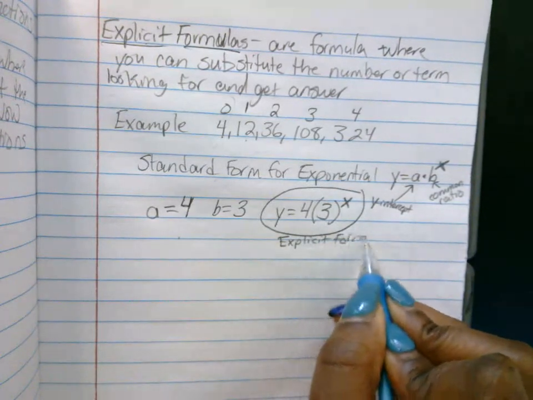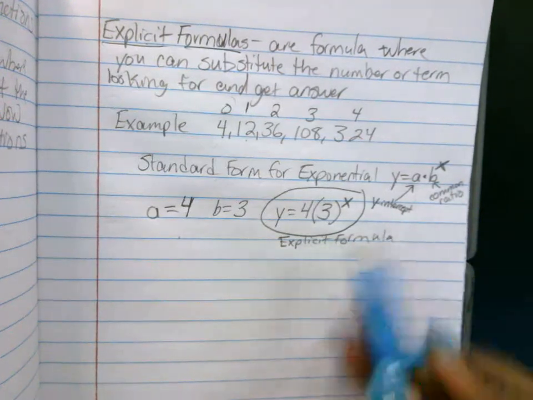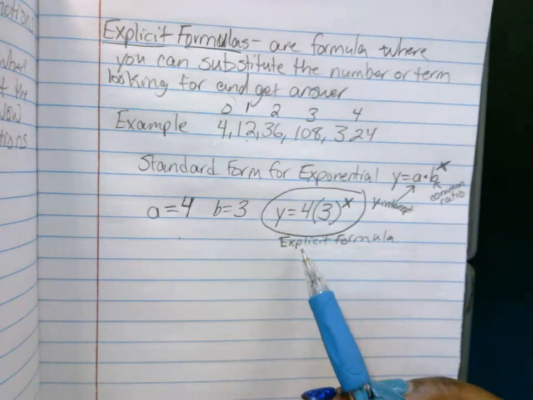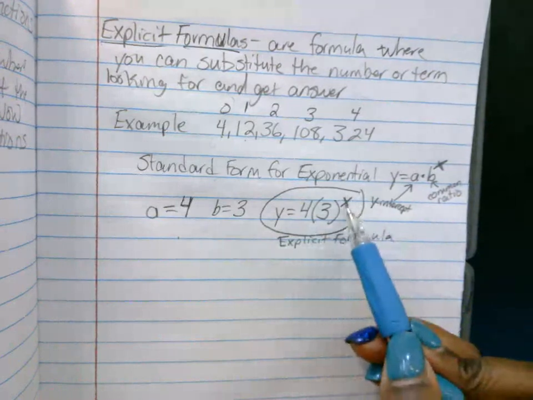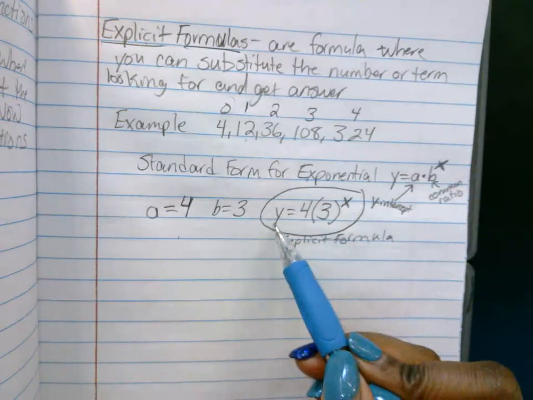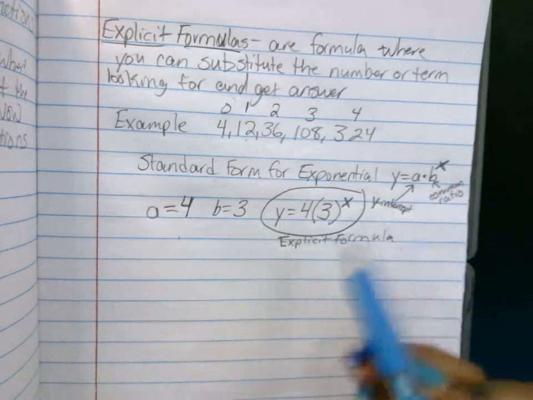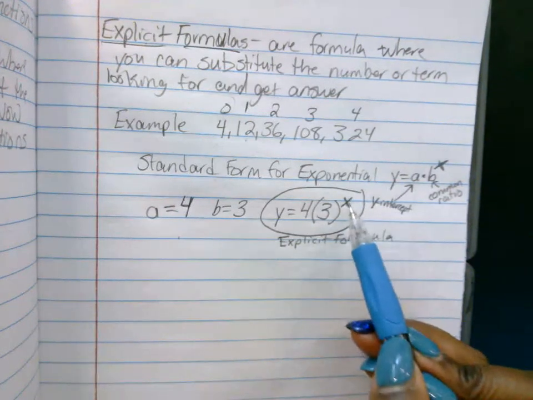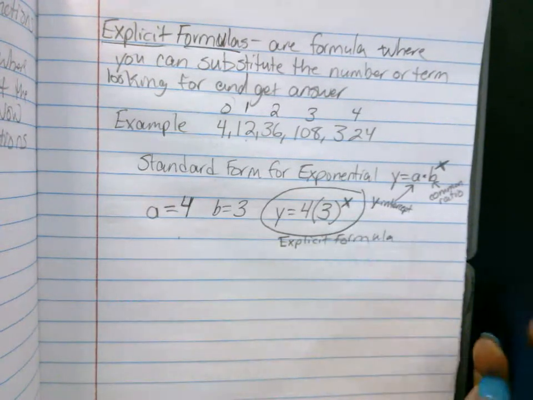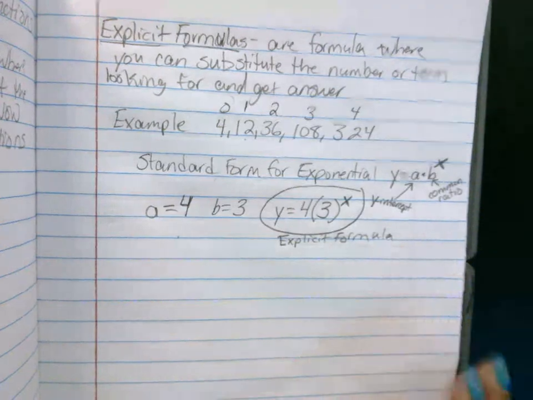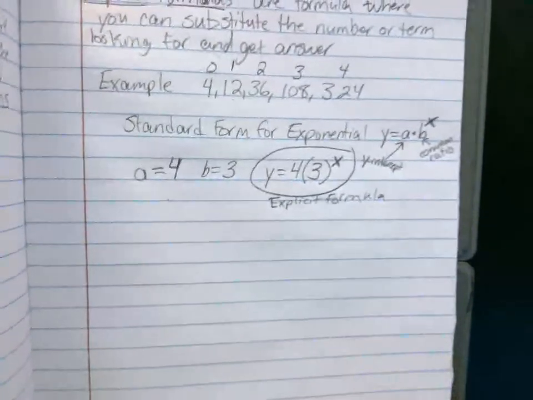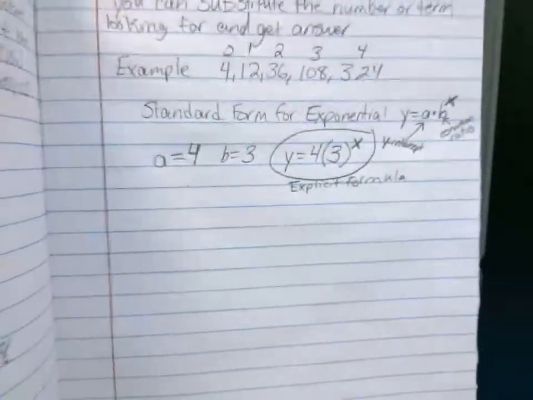Why, Ms. Reyes, is this the explicit formula? Because if I'm looking for the 5th number in the list, I can plug in 5 for x and get my output. If I'm looking for the 100th number in the list, I can plug in 100 for x and get my answer. That's what makes this explicit. I'm going to pause for the calls.